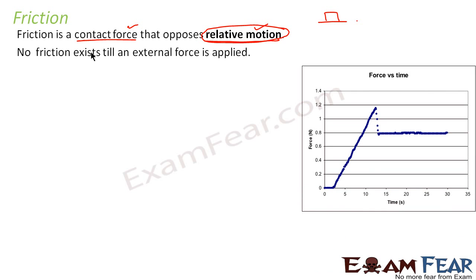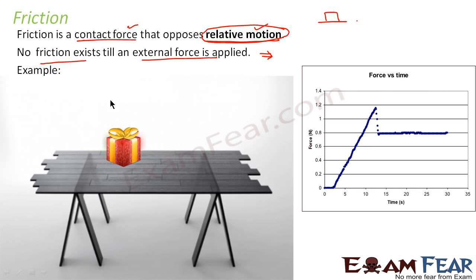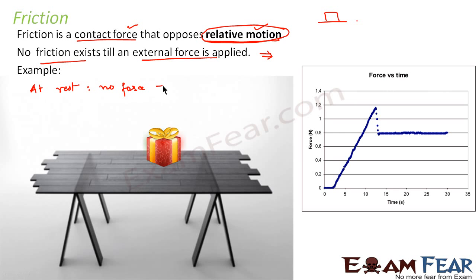Another important fact is no friction exists till an external force is applied to the body. As long as the body is at rest and there is no force applied on it, there will be no friction coming into play. Now let us take an example here. Let us suppose that this box was lying on the table. We just saw that before it started moving, it was at rest. When the box was at rest, there was no external force, no force acting over it. As a result, the friction at that time was equal to 0. So when there is no force acting on the body, the friction is 0.